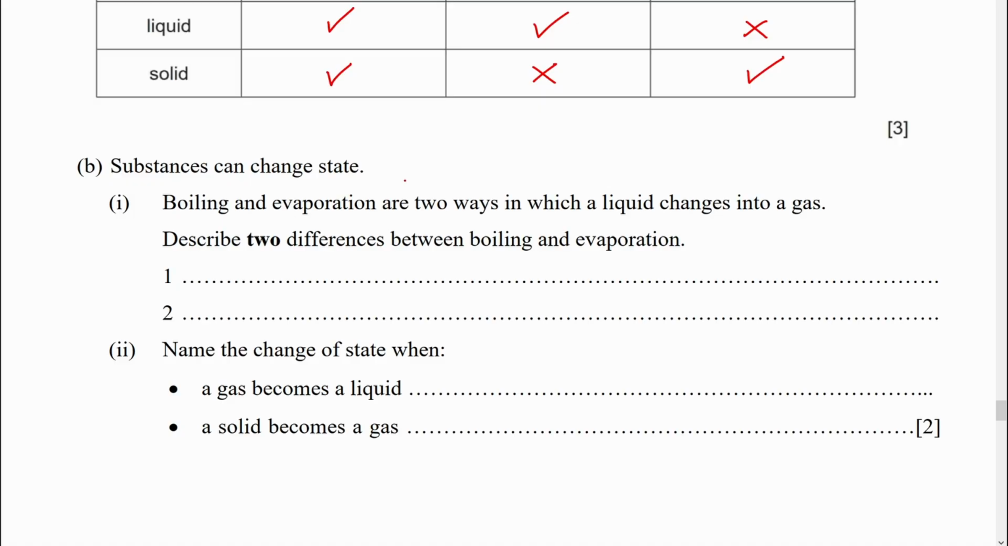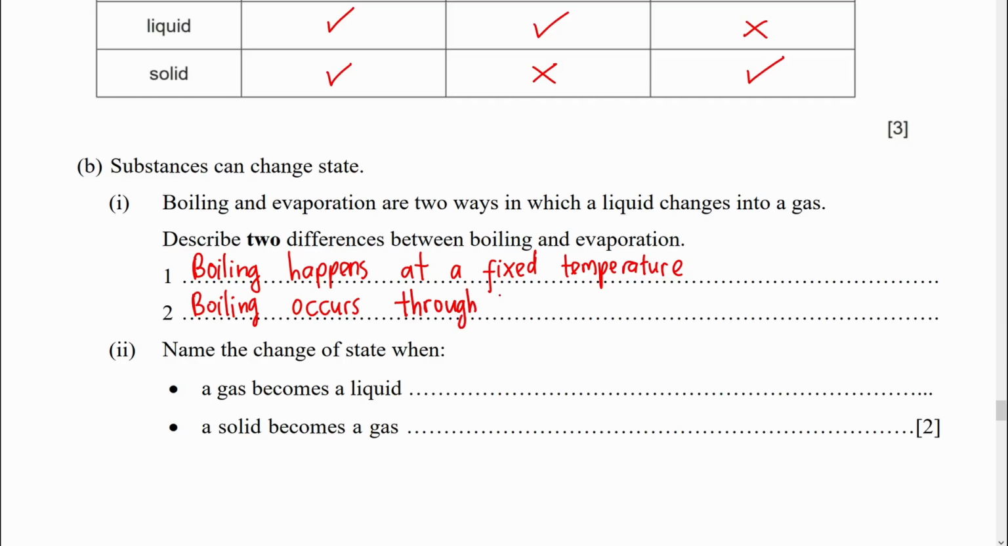The other one is boiling can occur throughout the entire liquid, where you can see the bubbles form inside that liquid, while evaporation occurs only at the surface of the liquid. So in here, you can write boiling happens at a fixed temperature and boiling occurs throughout the liquid, or you can say the bubbles form inside that liquid, right?